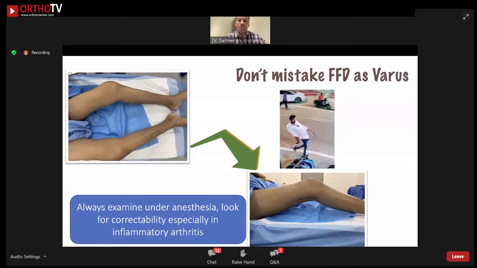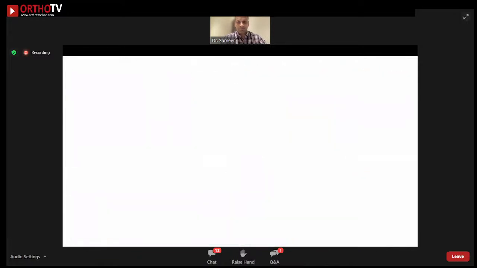Because of the pain, the patient will have a spasm. There will be a pseudo flexion deformity. And when the anesthesia is done, usually the soft tissue will relax, and even though preoperatively it might have a 60 degree deformity, that becomes around 20 degrees. So you have to examine under anesthesia and look for the correctability of the deformity.